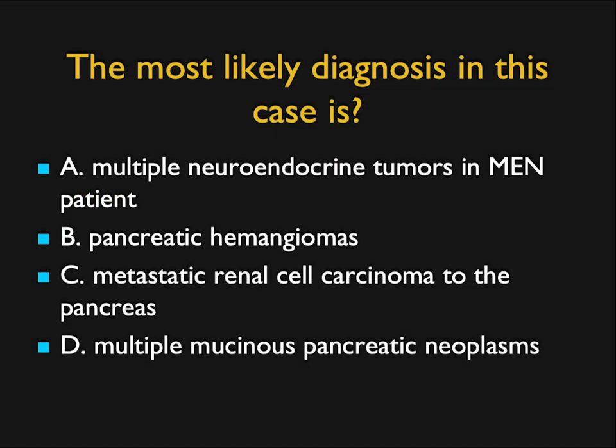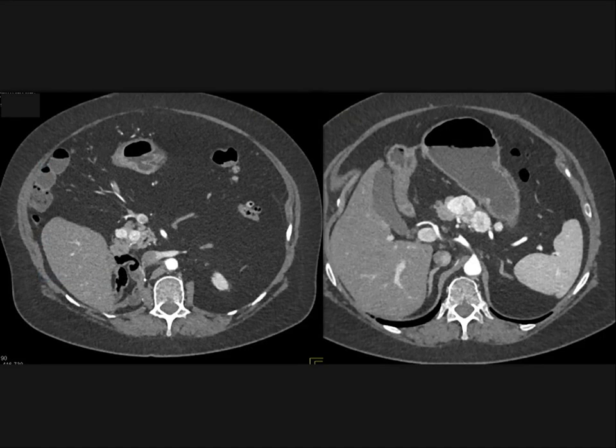The most likely diagnosis in this case: when you look, you see multiple enhancing lesions in the pancreas. You can say this could be multiple neuroendocrine tumors in a patient with MEN1 syndrome, let's say. It's not going to be hemangiomas, obviously, and it's not going to be mucinous tumors. But what you notice here is the liver rotates posteriorly, the bowel falls posteriorly. This patient has had a right nephrectomy, which means the patient had a renal cell carcinoma, and these lesions are all hypervascular lesions or metastasis to the pancreas from clear cell renal cell carcinoma.